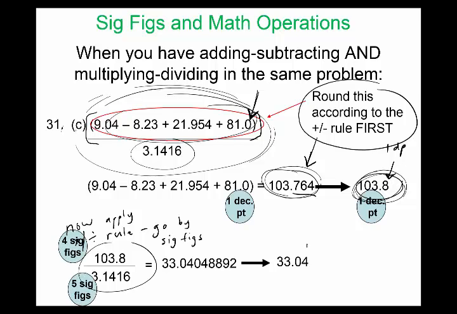So this number has 4 SigFigs because this number has 4. This one has 5, so this one has less. So this is your final answer.